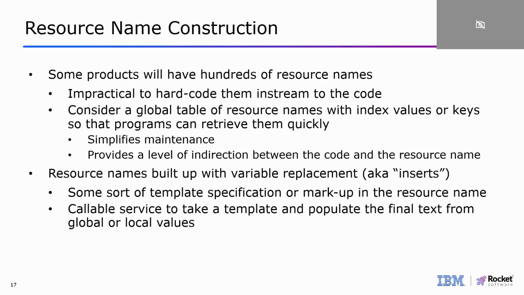Because what you're probably going to have to do with that resource is build up some sort of variable replacement logic where you have a qualifier that you need to replace with maybe the system name or a job name or something like that, okay? So if you put your resource name templates in a table, you can then have some sort of callable service to take that template and populate it with all the variable inserts that you need to produce the final text that represents that resource name.